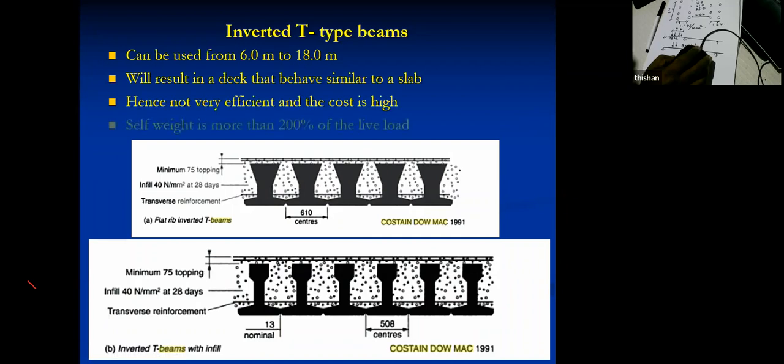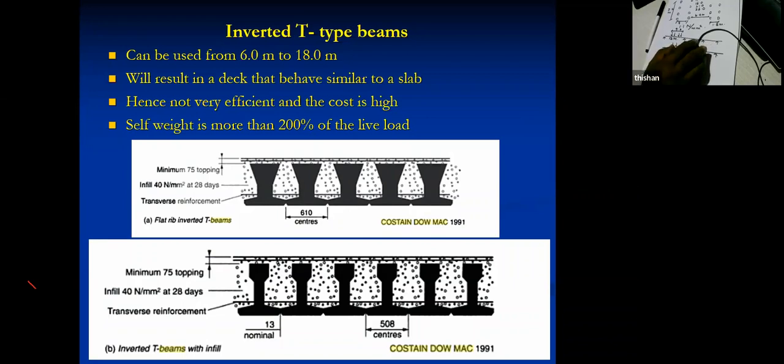And this type of bridges can be used up to 18 meters. And one of the key things you have to appreciate is if you consider self-weight of the bridge, the bending moments caused by the self-weight of the bridge might be about 200% of the bending moments caused by live load. So you can see the dead load is much more than the live load.